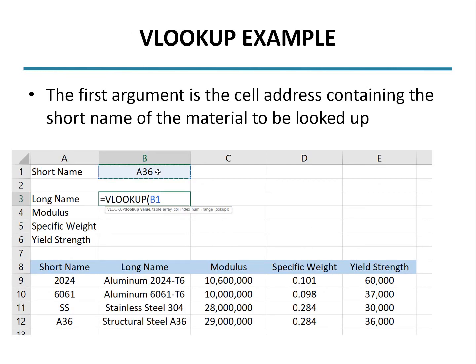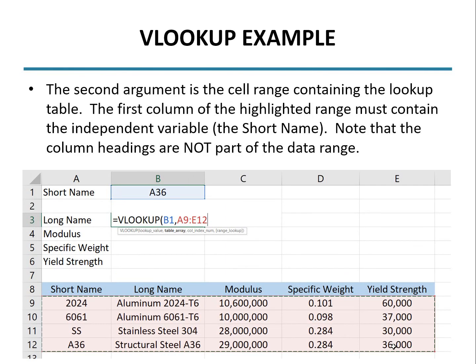And it's easier to show with an example. Here are some properties of some metals, and we want to type in the short name here, just A36, which is structural steel A36, and we want to put in its name, modulus, specific weight, yield strength, etc. So for the first one, the long name, well, we enter, first of all, equals VLOOKUP, because again, our data is in columns. The first argument is, where is the name I want to look up? That's the A36. Then, comma, then I highlight the cells where the data is. Don't include the headings on this. And so in the first column, it's going to look for A36 and try to match that up.